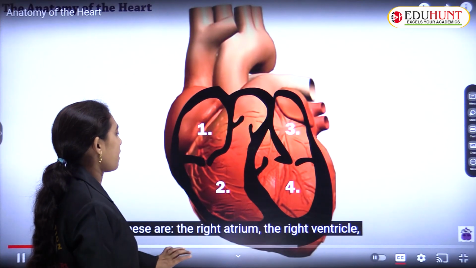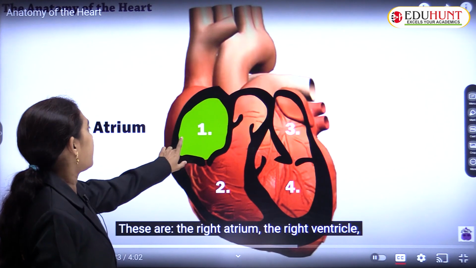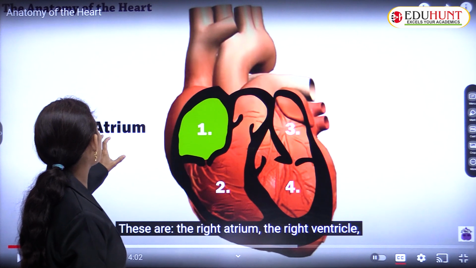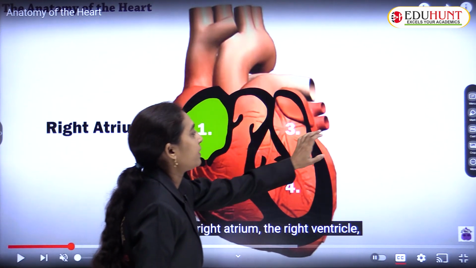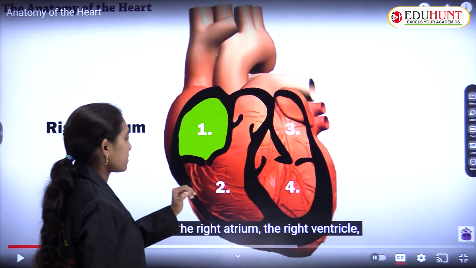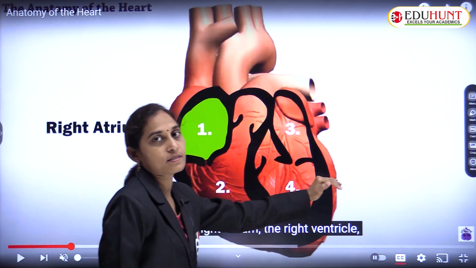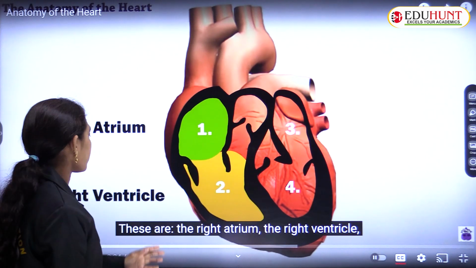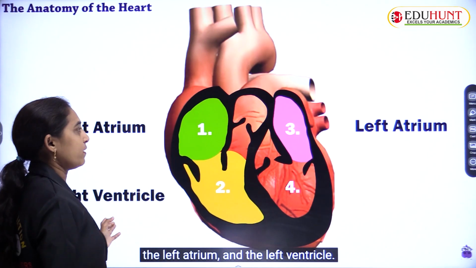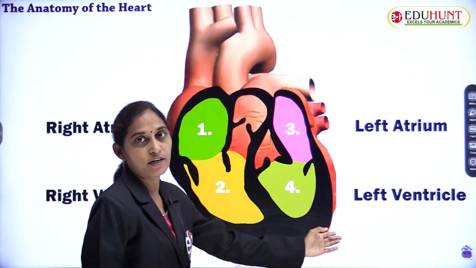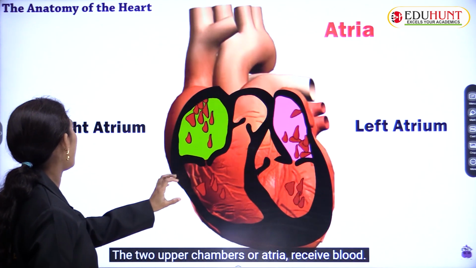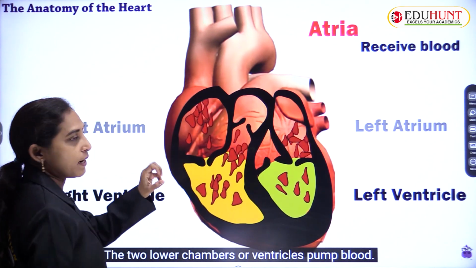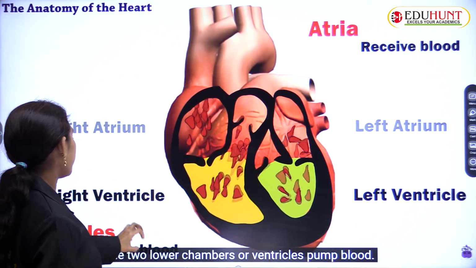It has 4 chambers as I mentioned, 2 atria and 2 ventricles. This is the right atrium and it is the left atrium. This is the right ventricle and this is the left ventricle. Yes, right atrium, right ventricle, left atrium and left ventricle. These are the 4 chambers of the heart. Atria receive blood and ventricles pump the blood.